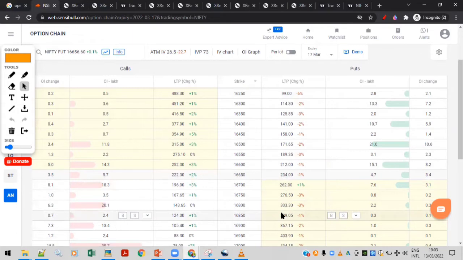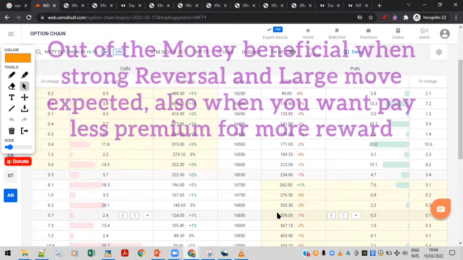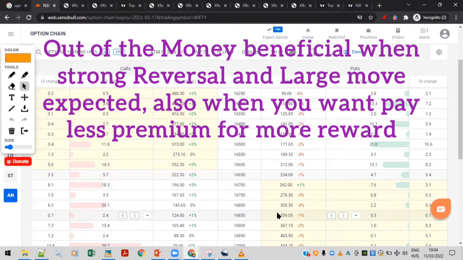So remember these three terms: in the money, at the money, and out of the money. Out of the money options you need to buy only when there is low volatility and you are definite that the trend is going to reverse strongly. If the volatility is high, the option premium will also be high. You will have to pay more premium, and if the market goes sideways, then your premium will go down. So buy out of the money only when the volatility is low and you are definite that a sharp reversal is coming.